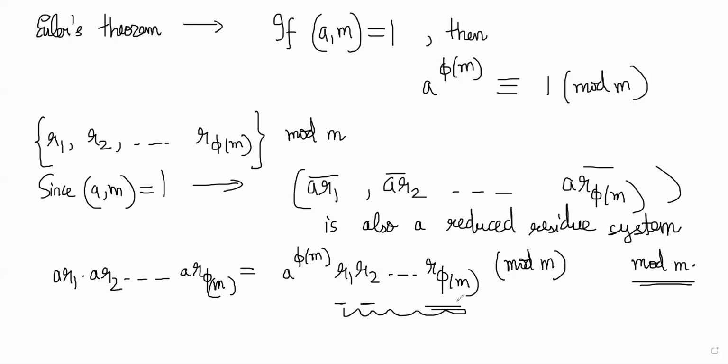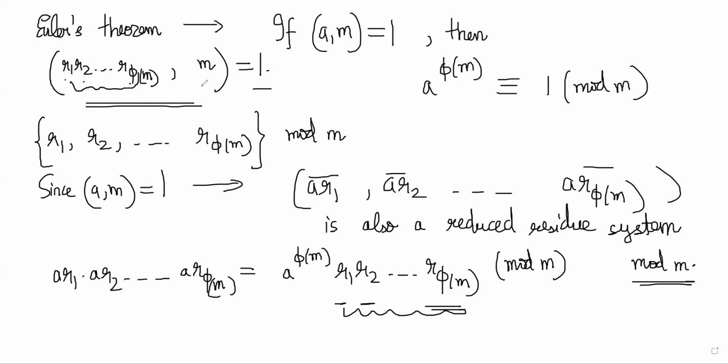Because this product of R1, R2, up to R phi M has GCD with M equal to 1. The GCD of this number with M is 1 because R1, R2, up to R phi M are all by definition co-prime with M. So the product total is also co-prime with M. Therefore, we can now cancel from both sides. This side is becoming what? A power phi M, R1, R2, up to R phi M.